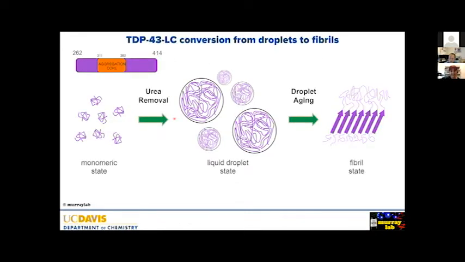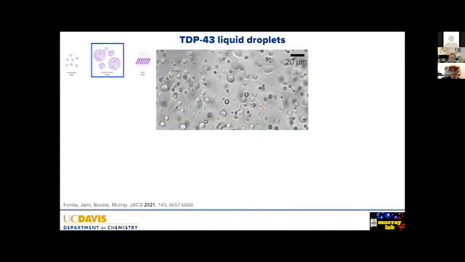So what students in my lab did is they took the complete low complexity domain. This includes the aggregation core as well as N and C terminal residues flanking this core. They purified it to homogeneity in denaturant. We can remove this denaturant, get beautiful looking liquid droplets, and then allow those to age into fibrils and use solid state NMR to understand the structural process.